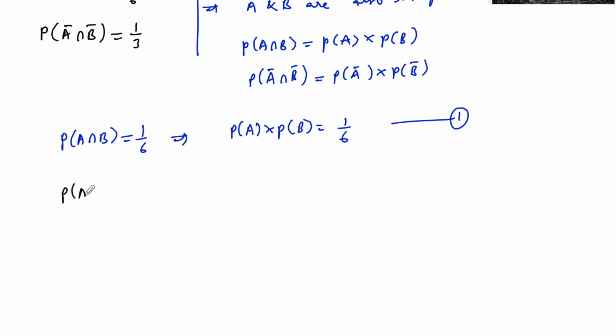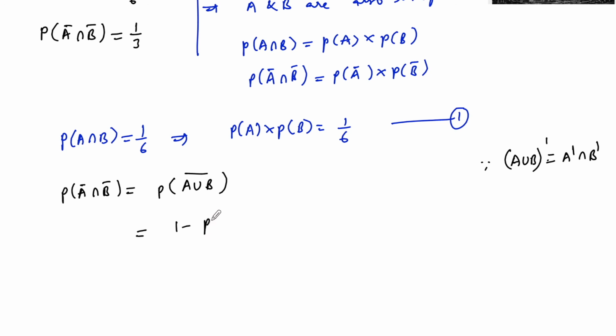And then P of A bar intersection B bar, we can also write this as P of A union B whole bar, since we know that A union B whole complement is equal to A complement intersection B complement by De Morgan's law. That is 1 minus P of A union B, since probability of an event plus probability of its complement is nothing but 1.